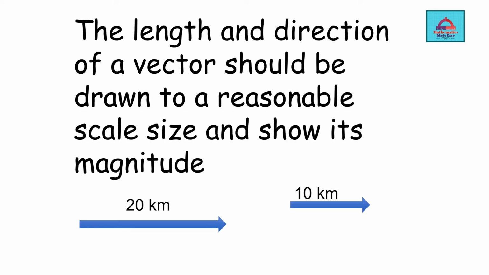Now, one point you need to be careful about for vectors, especially when you are drawing or writing them, is that the length and direction of a vector should be drawn to a reasonable scale and show its magnitude. For example, the smaller blue vector represents 10 kilometers in this direction. Then 20 kilometers would be drawn double the size. So here 20 kilometers represents 20 kilometers in magnitude, in the direction of the arrow. We will draw it 2 times the size of the 10 kilometers. So you have to take a reasonable scale to show the size and magnitude of the vector.